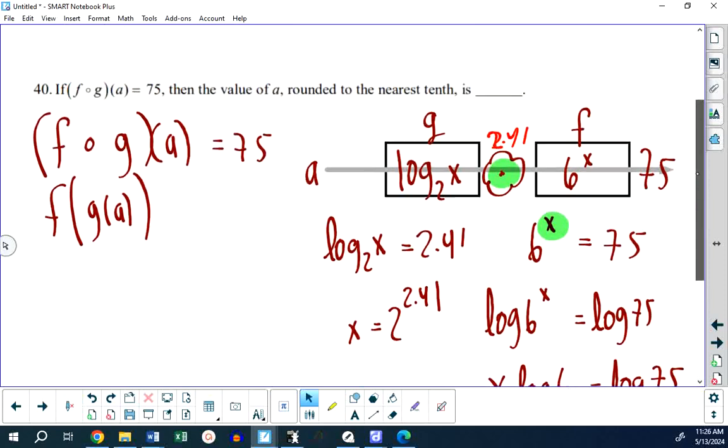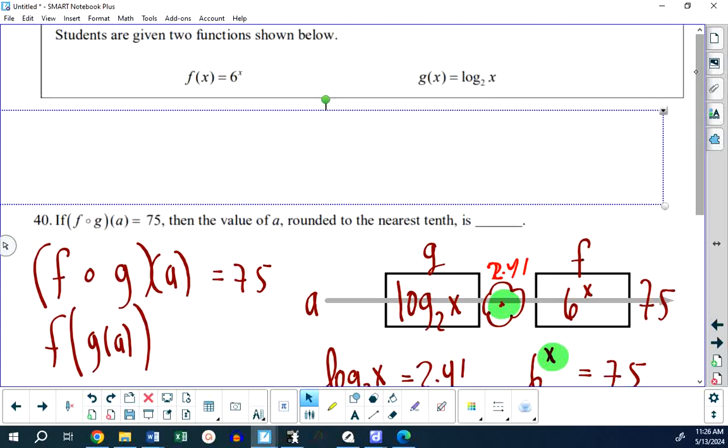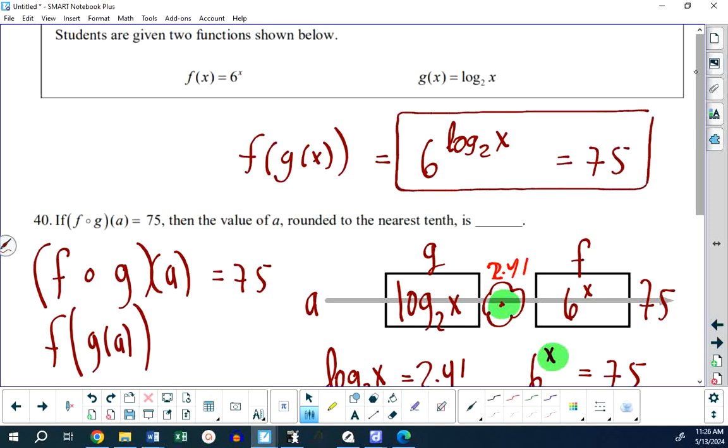But some of you might want to do it. You could say, well, f of g of a. Well, what is f of g of x? Well, f of g of x is 6 to the log base 2 of x. And you should know that. You should be able to write that. And then you could say, oh, that's equal to 75. It is true that if you solve this equation, you're going to get the same thing, because you have to take the log of both sides. That exponent will go down. But I think that's confusing, personally.